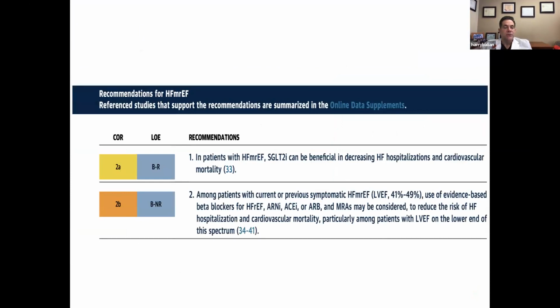The patients in between the HFrEF and the HFpEF, the EF 41 to 50%. So class 2A indication on these patients with SGLT2 inhibitor. So if their EF is less than 50, above 40, consider Farxiga, Jardiance, or Inpefa, and that for decrease in heart failure hospitalization.